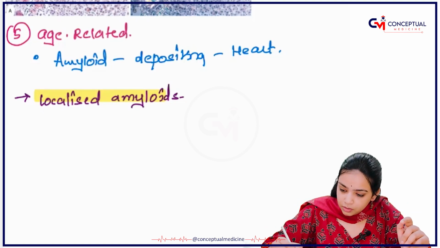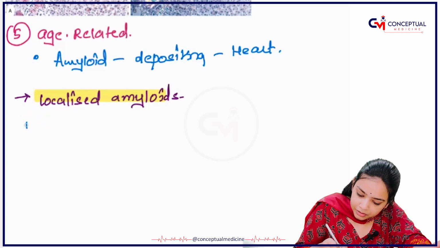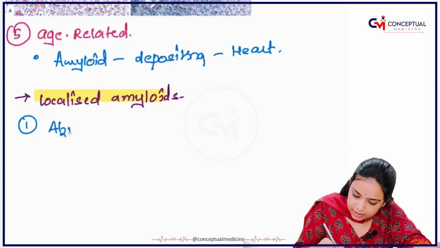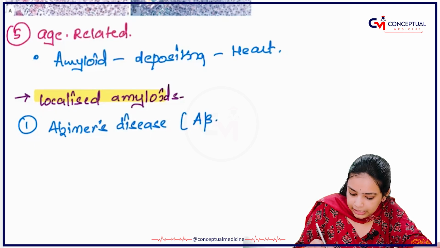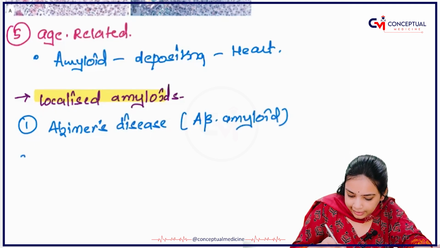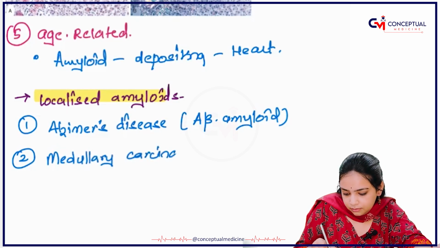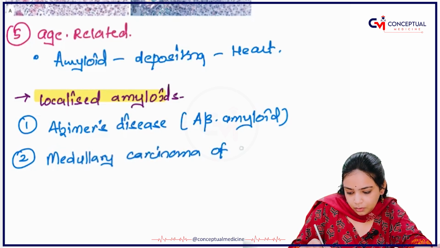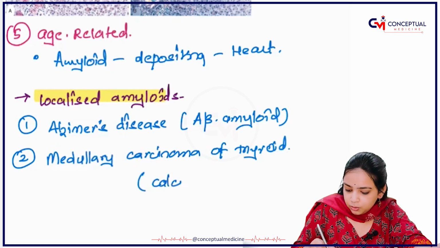So the first one is, obviously, if we are talking about the senile, the first thing that comes to your mind is Alzheimer's, right? So you have Alzheimer's disease, and in Alzheimer's disease, you have the A beta amyloid. Second, you have the medullary carcinoma of thyroid, obviously. Here you have the calcitonin.